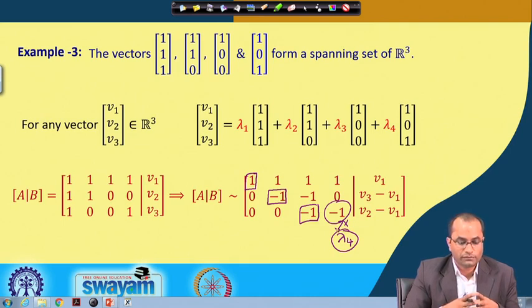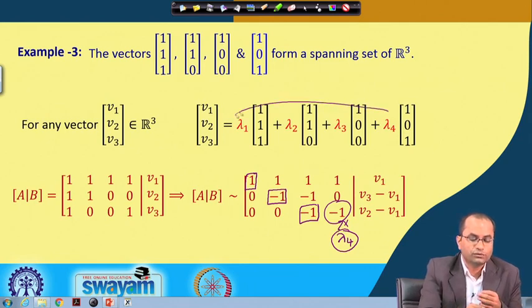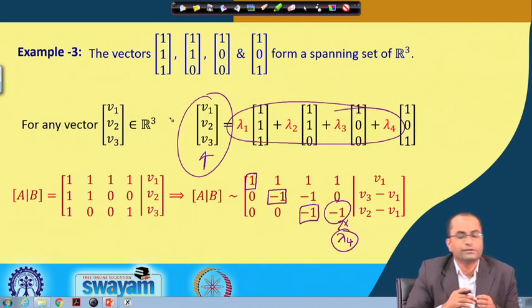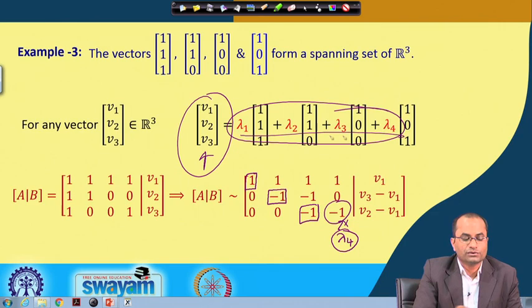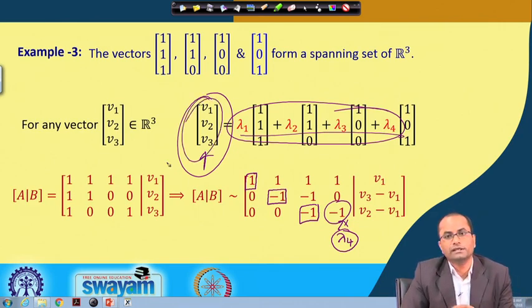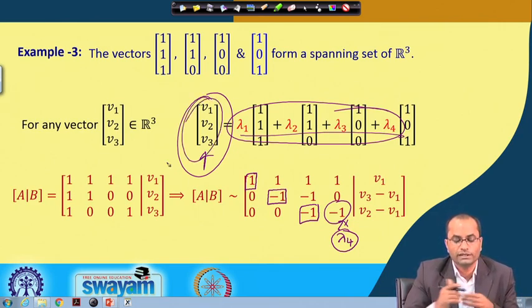So, what do we get now? The answer to this question is that we do have such lambdas which will add up to v1, v2, v3, and indeed in this case we have many choices for these lambdas to give this v1, v2, v3. In fact, this representation is not unique.